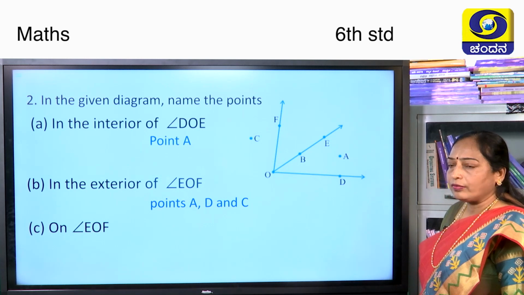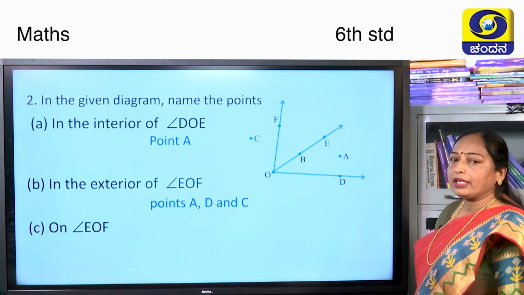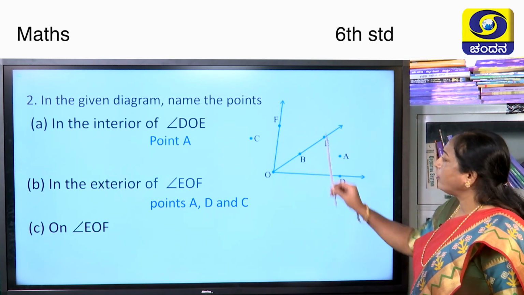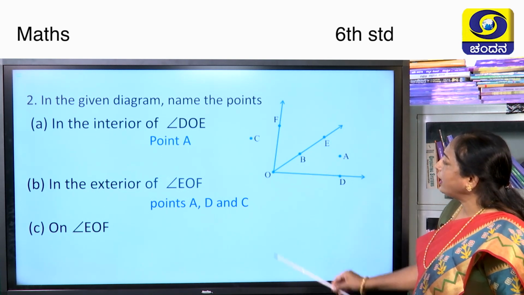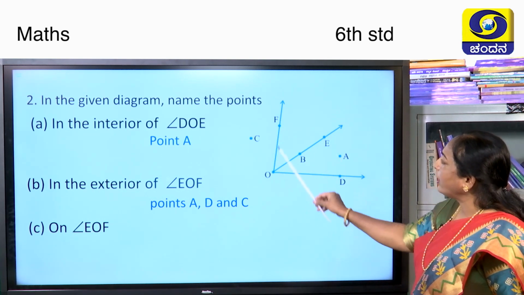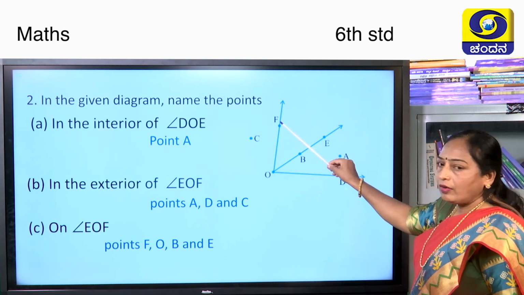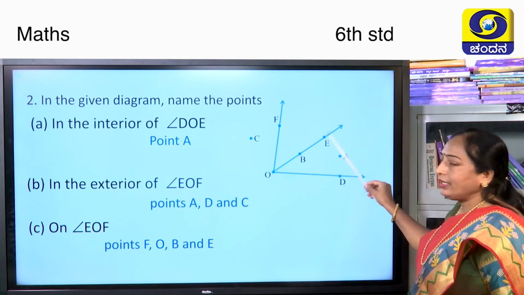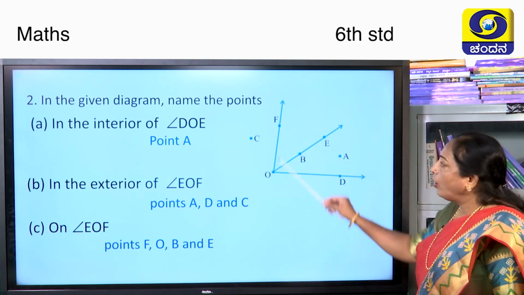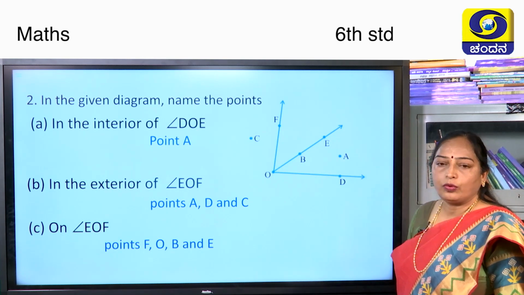On the angle EOF. What are the points situated on the angle EOF? The points F, O, B and E are on the angle EOF.